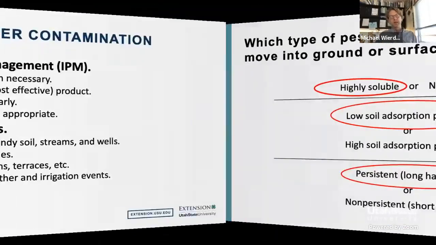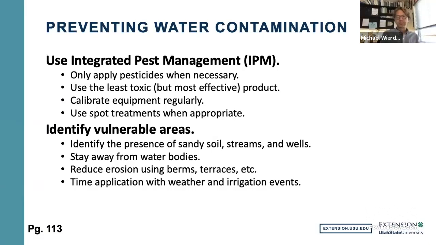What can you do to help prevent water contamination? Well, understanding the characteristics of the pesticide and the application area, as we just discussed, is really important. Also, use integrated pest management. With IPM, you only apply your pesticides when necessary, once you've tried other control methods and they've proved ineffective. You also can select the least toxic product that is still effective, so least toxic but will do the job. Make sure that your equipment is calibrated correctly and you're putting down the appropriate amounts, and then use spot treatments where appropriate.